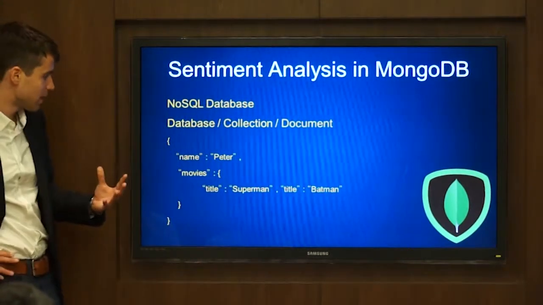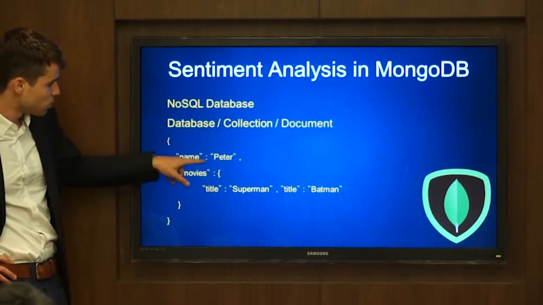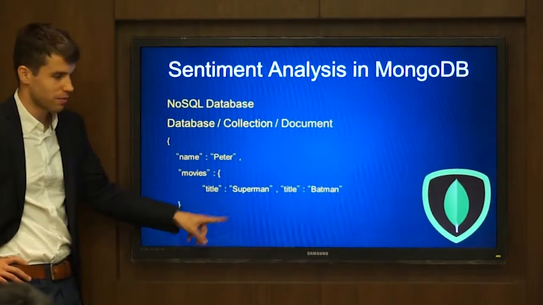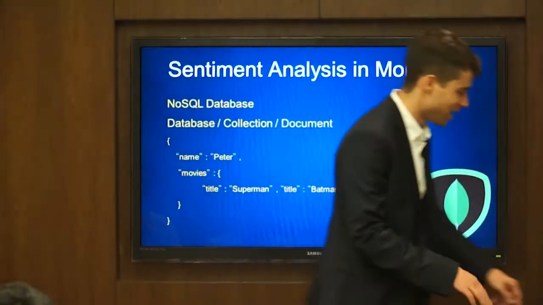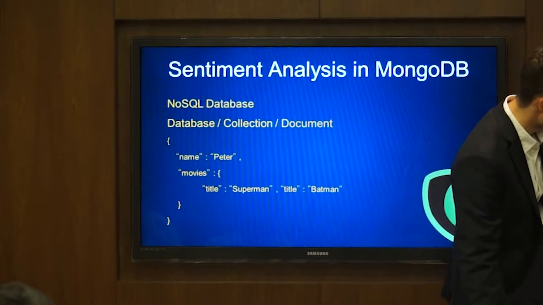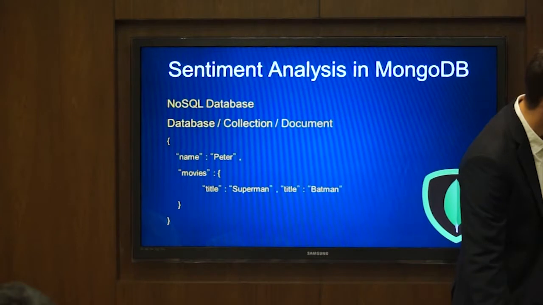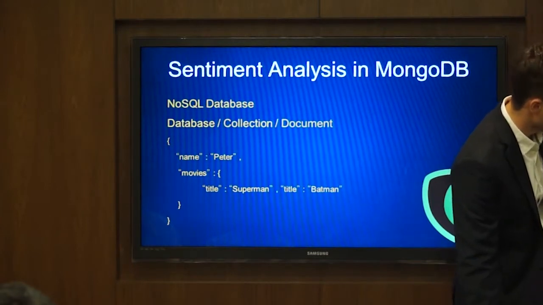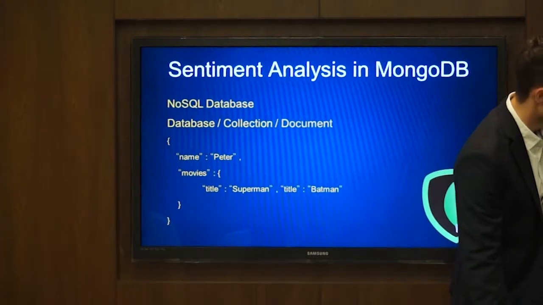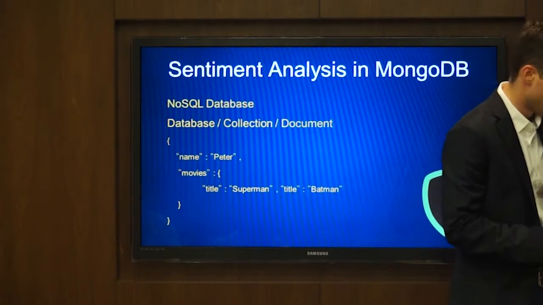A document can be something like this. You know, this is a JSON format, which says that my name is Peter, and movies I like are Superman and Batman, which doesn't need to be true, but okay. So for example, in a tabular way, I would write somewhere here will be Peter, and there will be a relation to the movies table, and there will be Superman, Peter, Batman, or maybe even like this, there will be movies, there will be a many-to-many relation, or something like this.